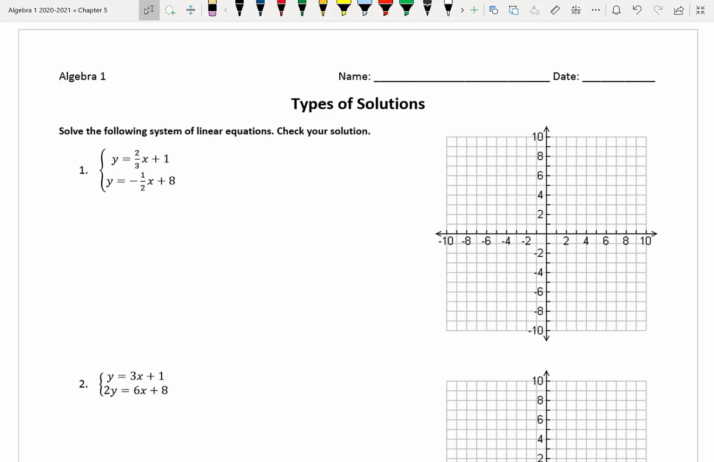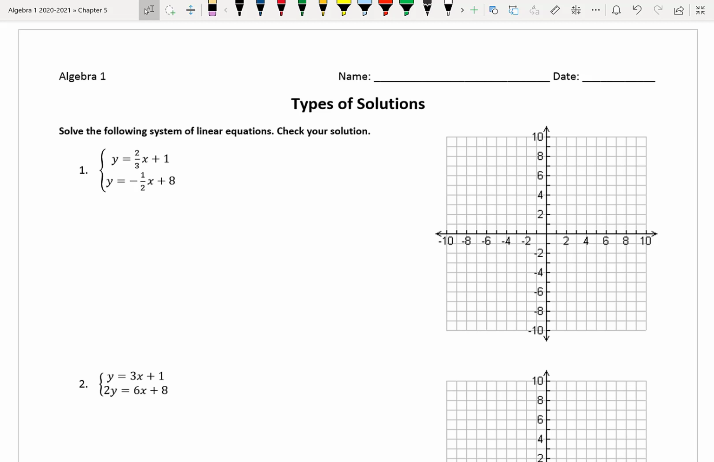So for our last section of Chapter 5, which is all about systems of equations, we're looking, as the title says, at different types of solutions. Now, everything that we've seen so far this chapter has been something that has a single solution, right? We've been able to solve it with a single x, y coordinate that is the solution to that system, right? That's the x and y coordinates that both work in both of our two equations.